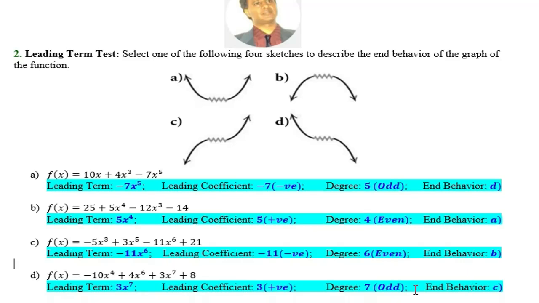The leading term is 3x to the 7. The leading coefficient is 3, which is positive. The degree is 7, which is odd. The end behavior is increasing from left to right, which is C.